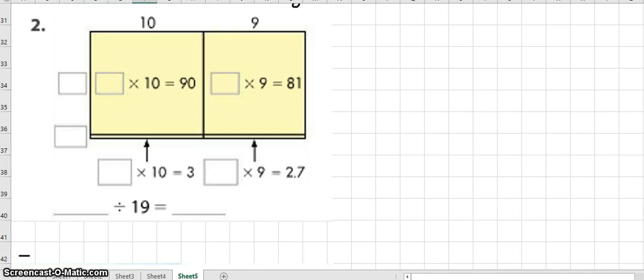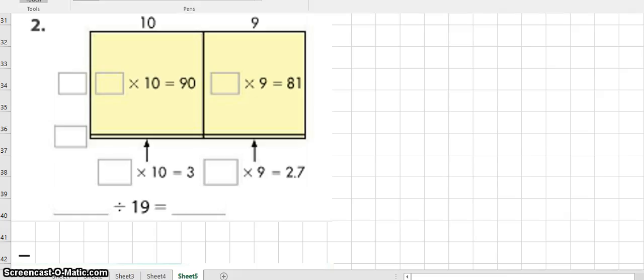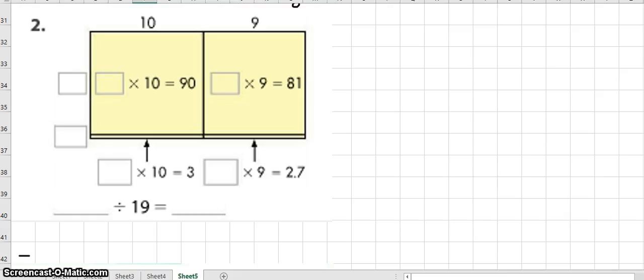Here's our next one. So I'm going to first start working on the outside. For my length, I've got 10 plus 9, which is equal to 19. My length is 19. I'm going to look inside my boxes. What times 10 equals 90? 9 times 10. Let's try it over here. Fill it in. 9 times 9 is 81. Sure enough, that means from here to here is 9.